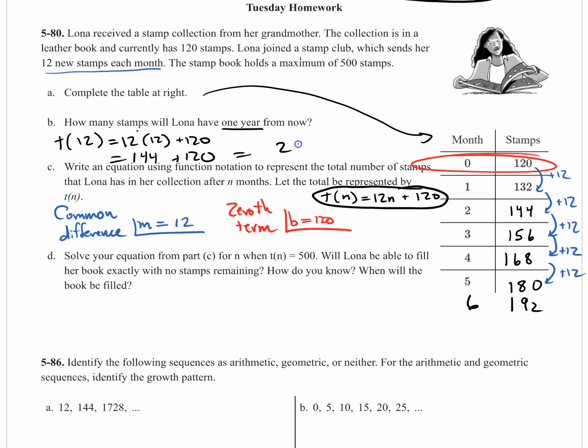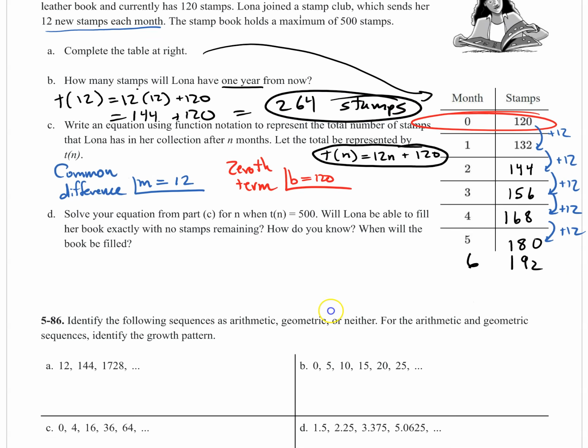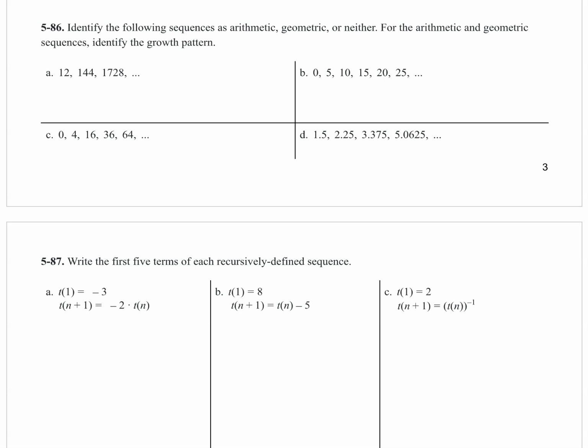264. Alright. 5-86. Identify the following sequences as arithmetic, geometric, or neither. And then for arithmetic and geometric, identify the growth pattern.